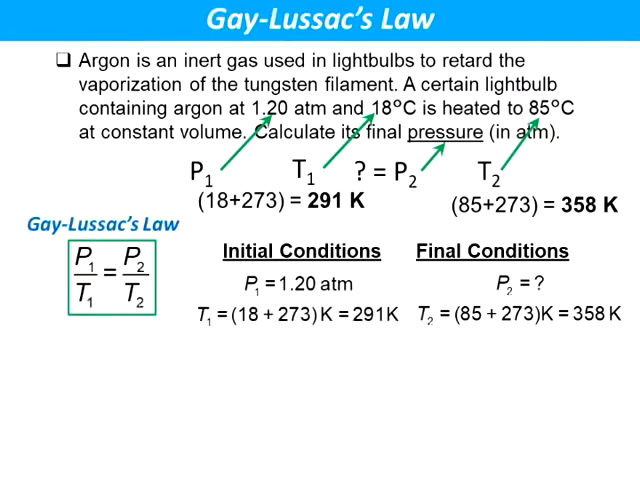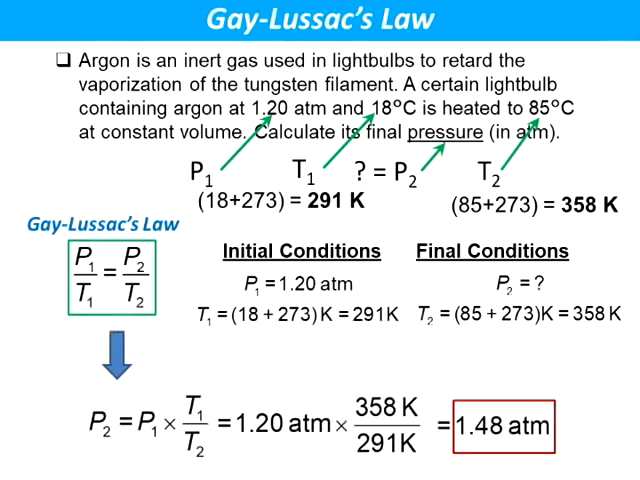So I observe my initial conditions and my final conditions. I rearrange the equation to solve for P2. I put in each of the units and I obtain 1.48 atmospheres for this particular problem. Again, this is an example of Gay-Lussac's law because Gay-Lussac's law involves pressure and temperature.